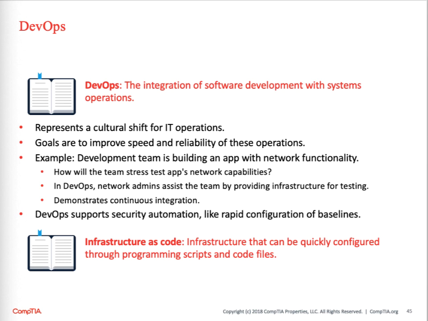Having continuous integration is going to help improve the IT operations all around. And then from a security perspective, we'd be able to improve security automation, right? Because we'd have the ability to configure, generate, and deploy baselines as we go.